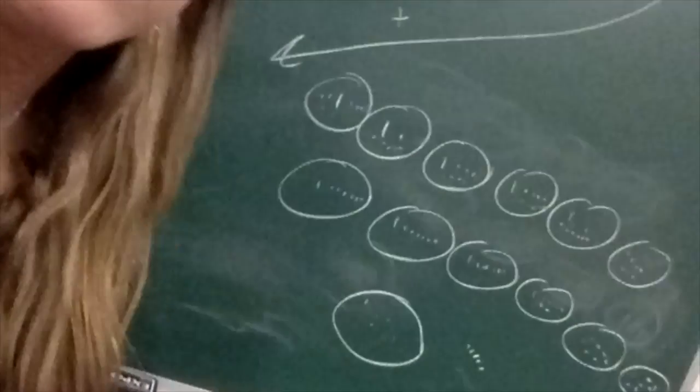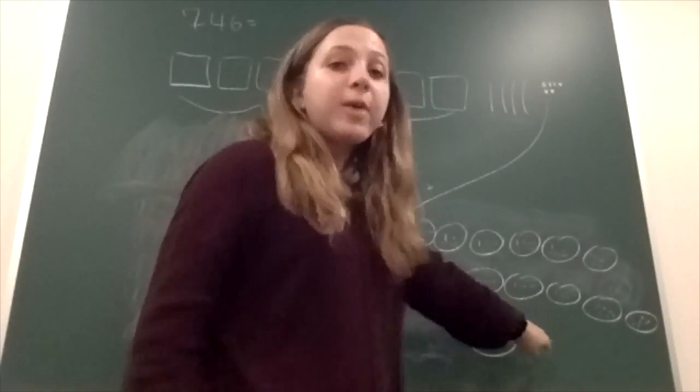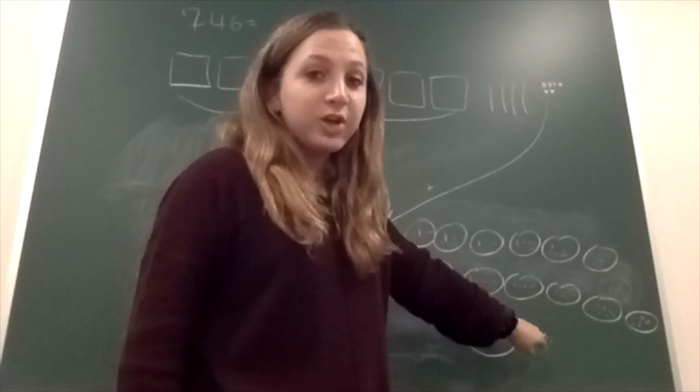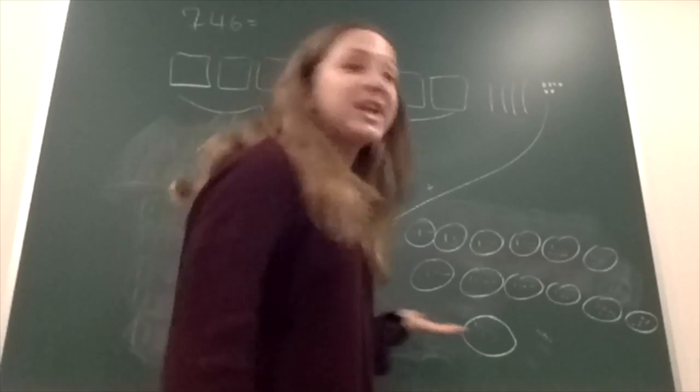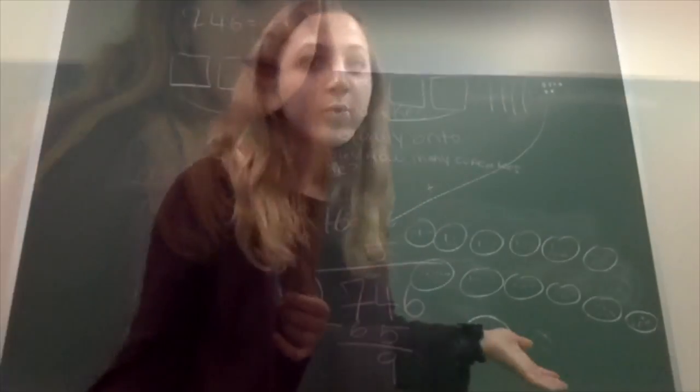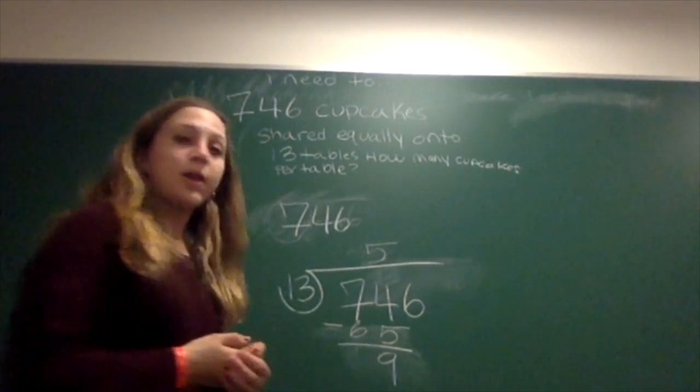So as seen in the drawings, I was able to give each table 7 whole cupcakes. I have 5 cupcakes left, and I can't equally share 5 cupcakes onto the 13 tables. If I were to divide it into little pieces, that wouldn't look so great for the wedding. Now let's do this symbolically.